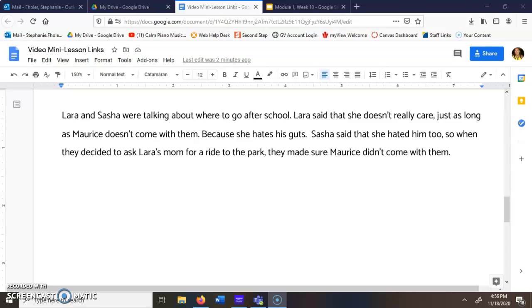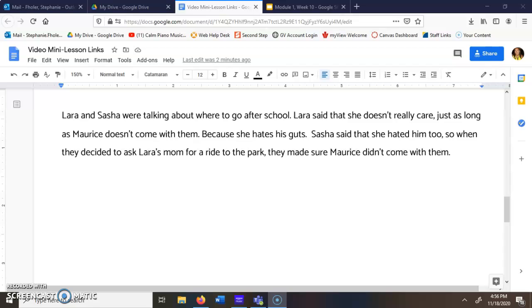So here we go. Lara and Sasha were talking about where to go after school. Lara said that she doesn't really care just as long as Maurice doesn't come with them because she hates his guts. Sasha said that she hated him too. So when they decided to ask Lara's mom for a ride to the park, they made sure Maurice didn't come with them.